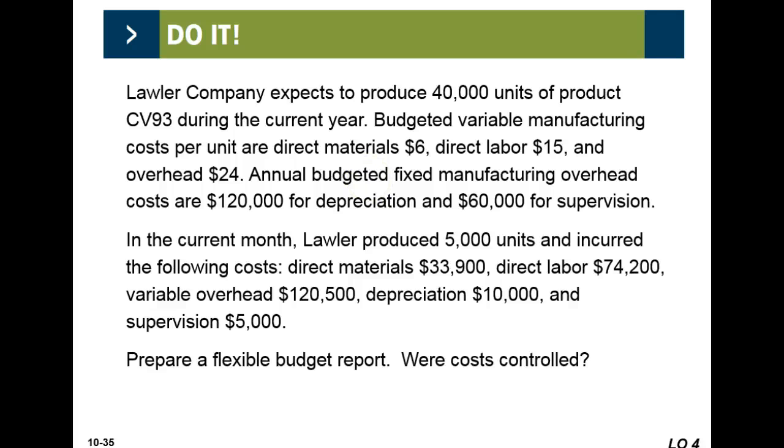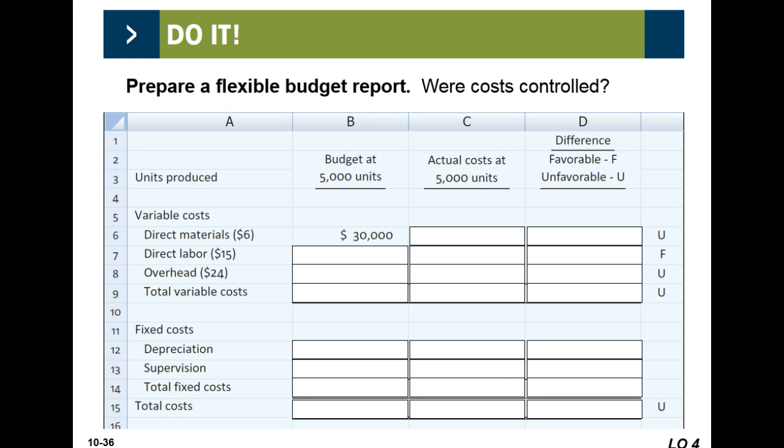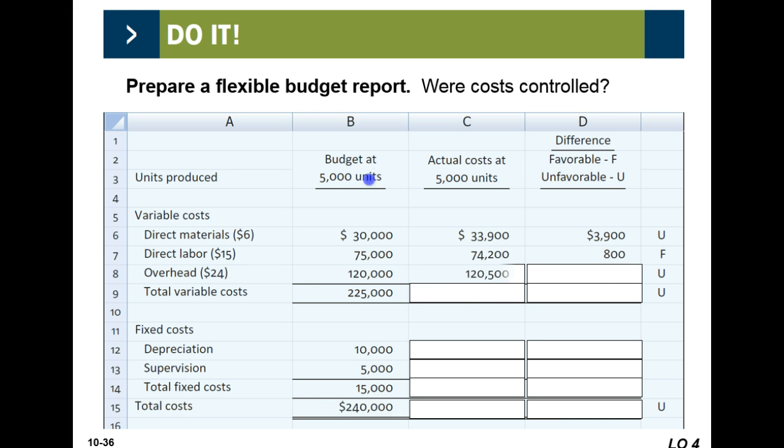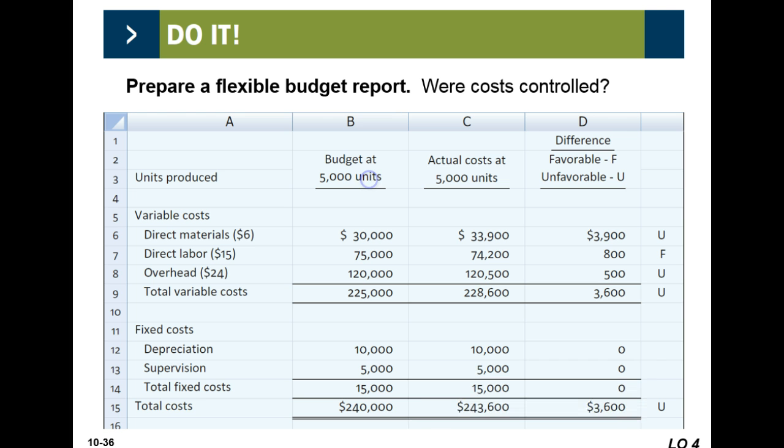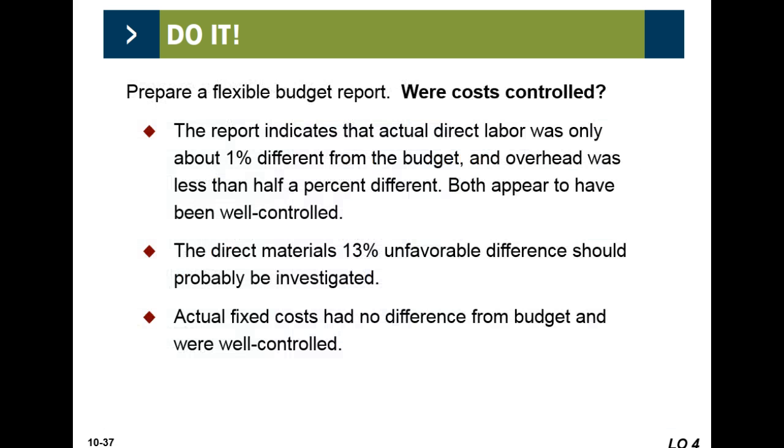We have to prepare a flexible budget report. So it tells us $6 direct materials, $15 direct labor, $24 overhead, and we actually produced what it gave us. So we were unfavorable overall because our direct materials were greater by $3,900 and our overhead was greater by $500. Do you guys see that?